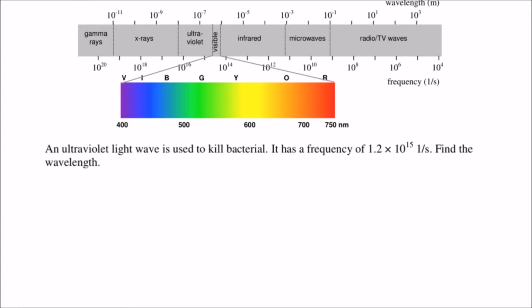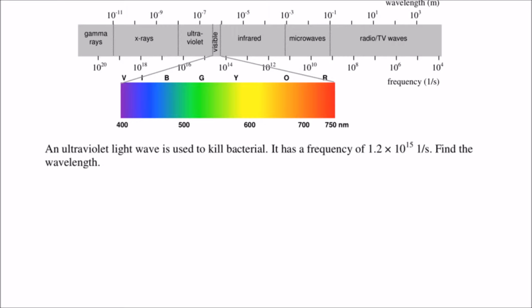Okay, so here's a question. An ultraviolet light wave is used to kill bacteria. Coincidentally, this is how we sanitize your goggles after you've done a lab. We put it in that white cabinet in the back of the classroom, and it shines UV light down on it to kill all the bacteria.